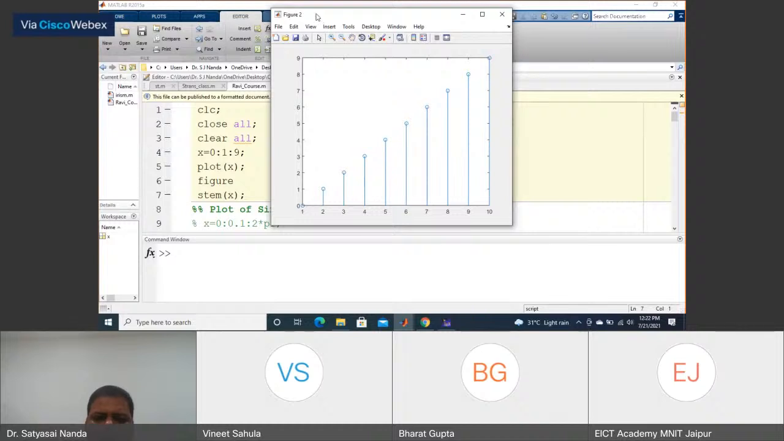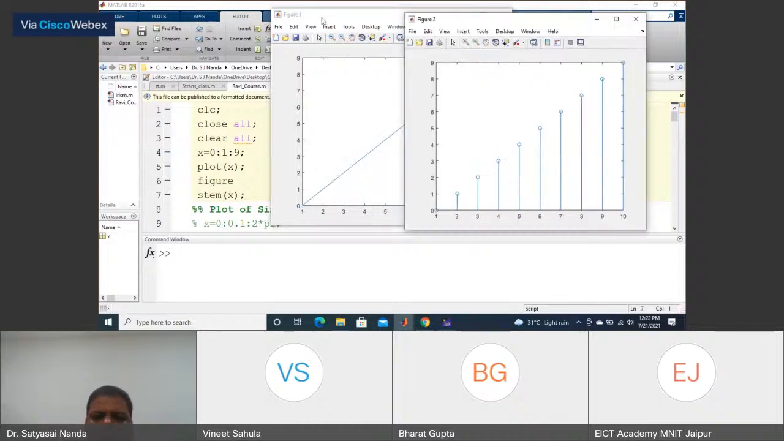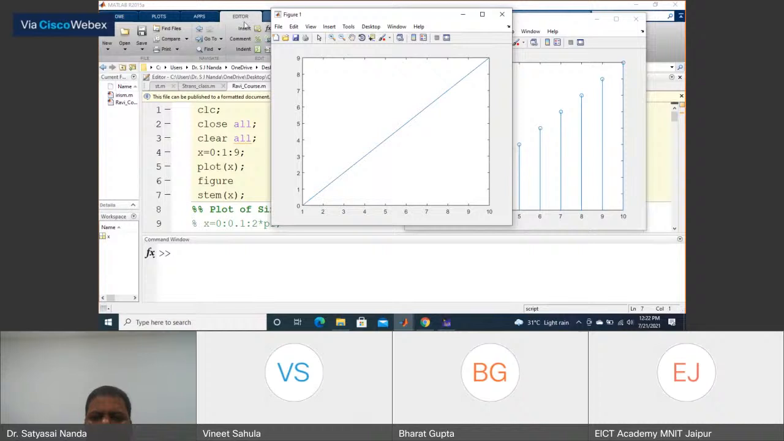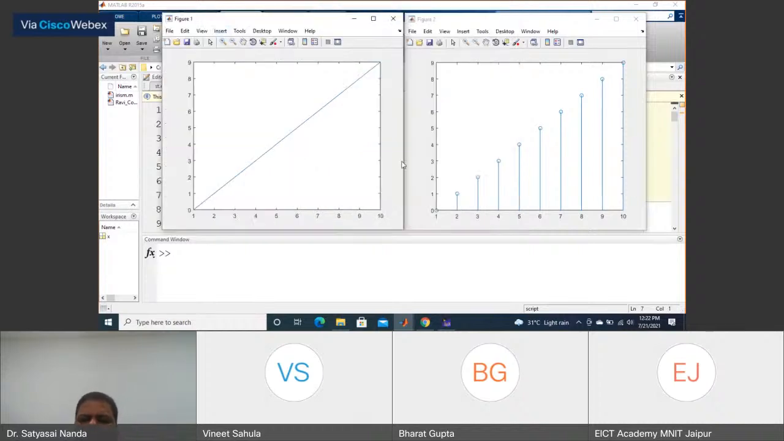So here there are two figures. One is the continuous version and another one is the discrete version. You can observe them in parallel. At the first point the value is 0, second point the value is 1, third point the value is 2.